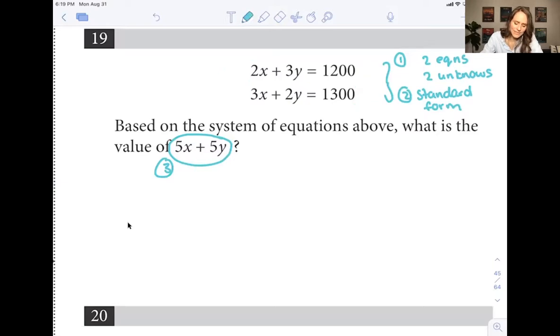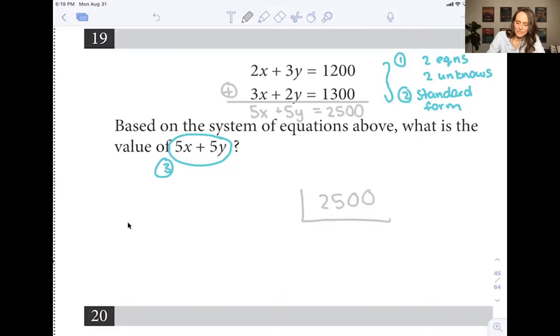And on the SAT no calculator section, before I do any work for systems of equations, I first see what happens when I simply add one equation to the other equation, or subtract one equation from the other equation without changing them at all. So we're just going to draw a line here, and I'm simply going to add the two equations, and that gives me 2x plus 3x is 5x, 3y plus 2y is 5y, and 1200 plus 1300 is 2500, and that's my answer. 5x plus 5y is 2500.